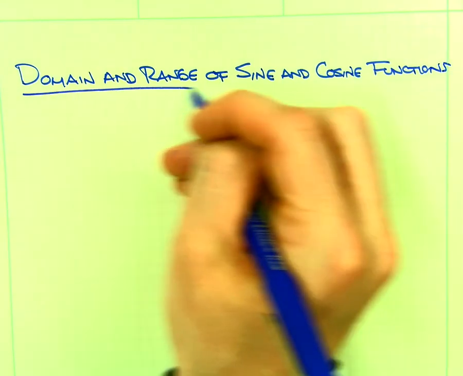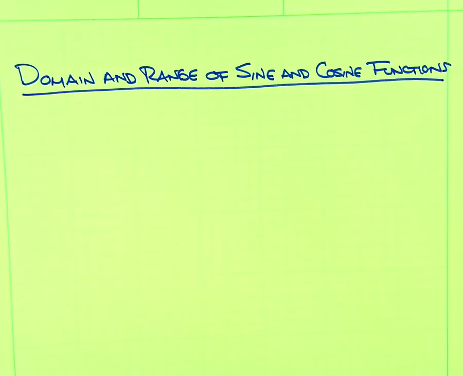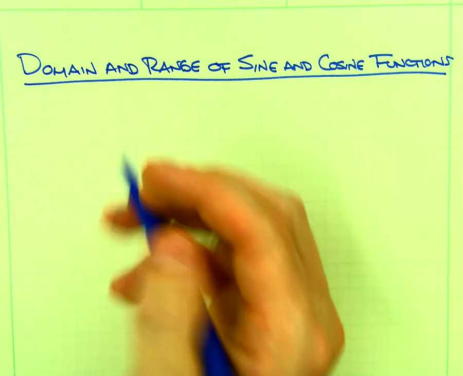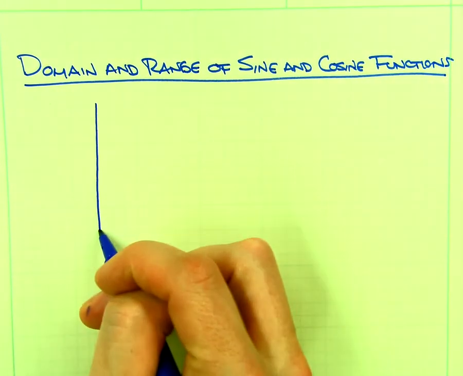Now the domain and range of sine and cosine functions is pretty easy to figure out. All I need to do is to go back to my unit circle. Everything that we're going to be doing is going to be going back to the unit circle and is going to be related to our unit circles. So I'm going to be drawing a bunch of them.